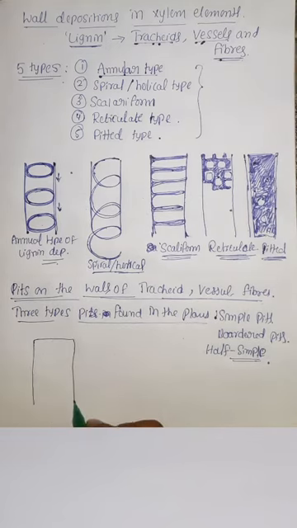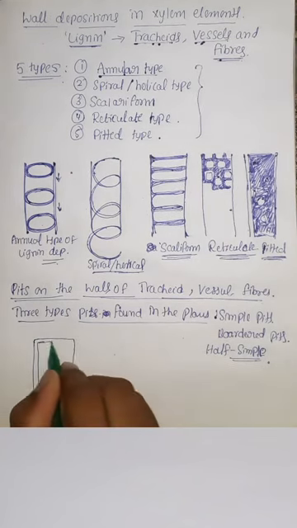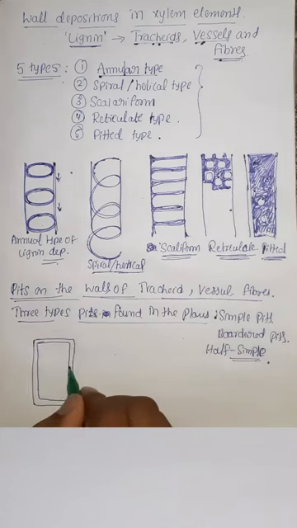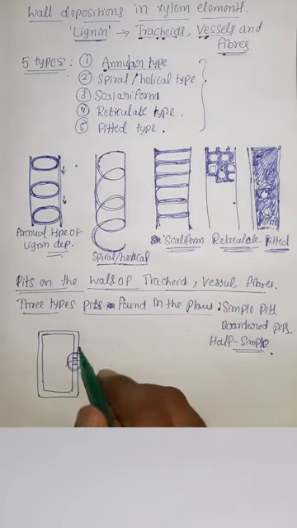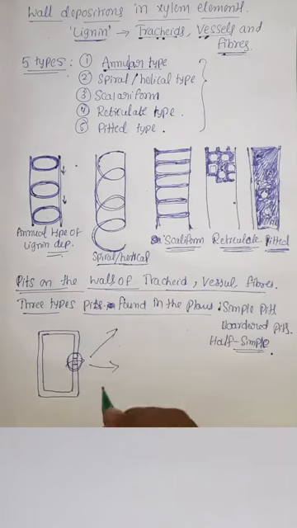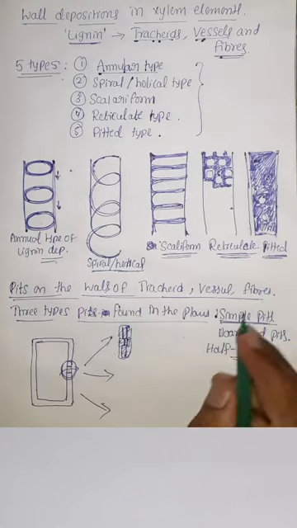This is a cell, this is a secondary cell wall. Here we can see pits. These pits are useful for the transport of water from one cell to adjacent cells or other cells. These pits vary from one plant to another plant. They are classified into three types. The first one is simple pits.